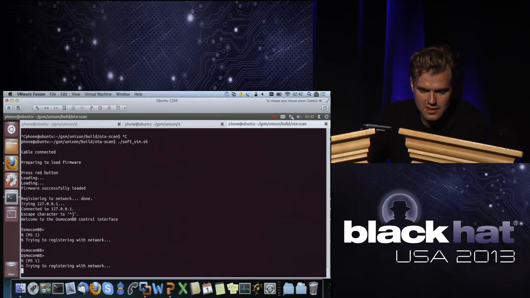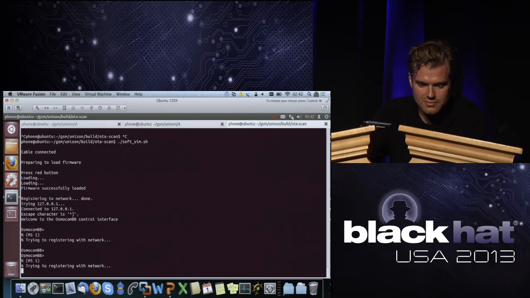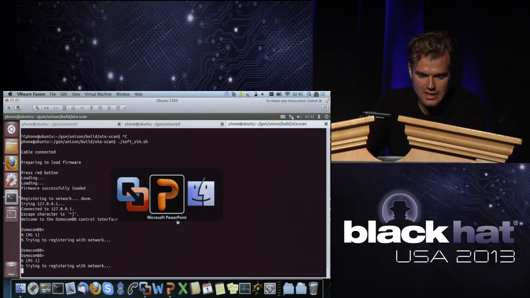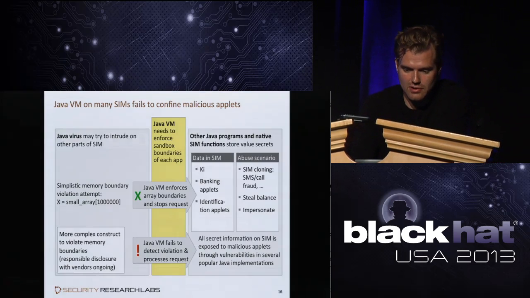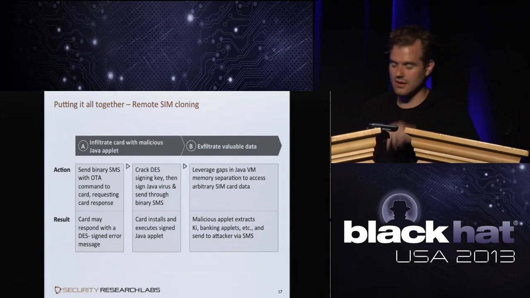Well, let's come back to it at the very end. I'm sorry that this is taking so long. So just to wrap up what an attack could look like.